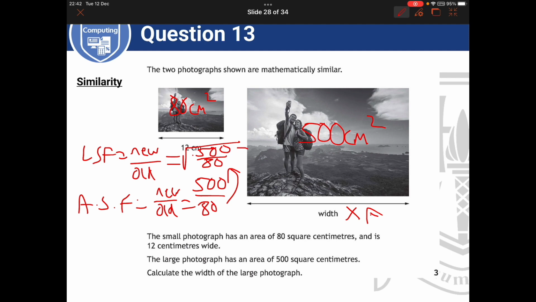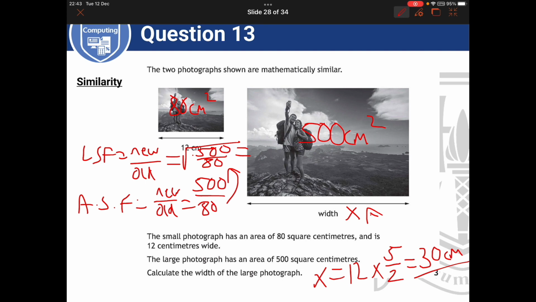So I can type that into a calculator just to get a value, or I can go ahead and just use that in my calculation, because this is a calculator question. So to work out x, it's going to be the 12 centimetres from the small photograph multiplied by the linear scale factor, which is the square root of 500 over 80. Maybe I'll just work out what that is. So the square root of 500 over 80 is 5 over 2. Multiply that together, so half of 12 is 6, times by 5 is 30. You take that into a calculator. So 30, and it's a linear measurement, so it's 30 centimetres in this case.